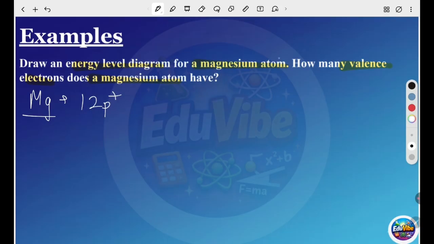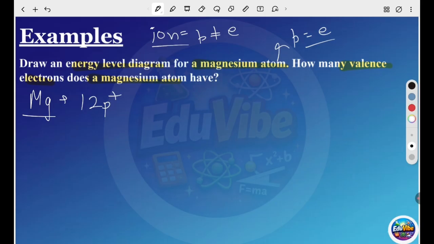Because in atoms, you have to know that if you have any atom, like the magnesium atom or sodium atom, in that case our protons are always equal to the electrons. But if we have an ion, like a magnesium ion or sodium ion, we have to know that in that case protons are not equal to electrons. Why this will happen, we will talk more about later on.